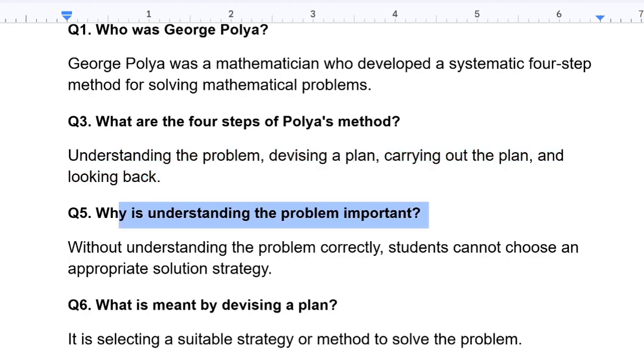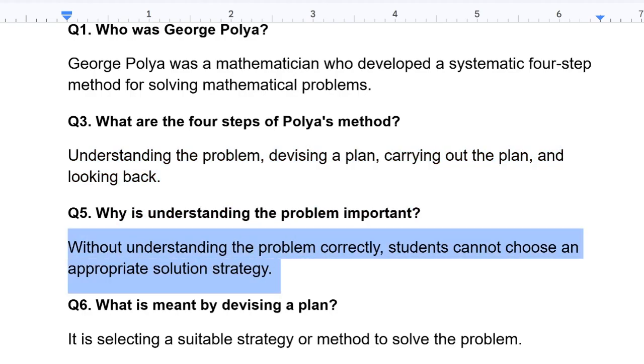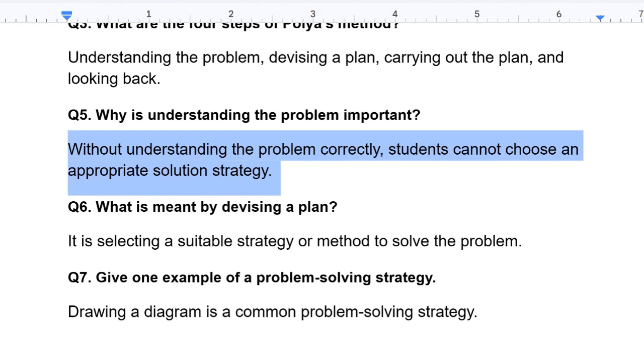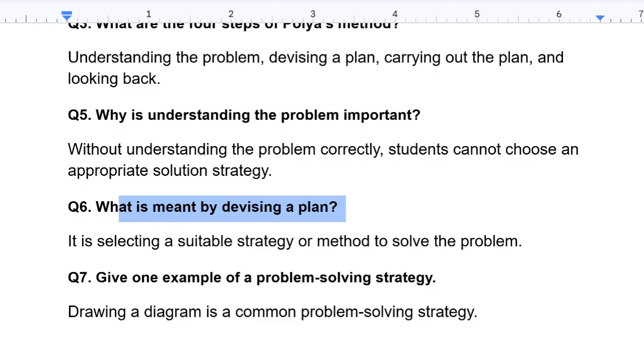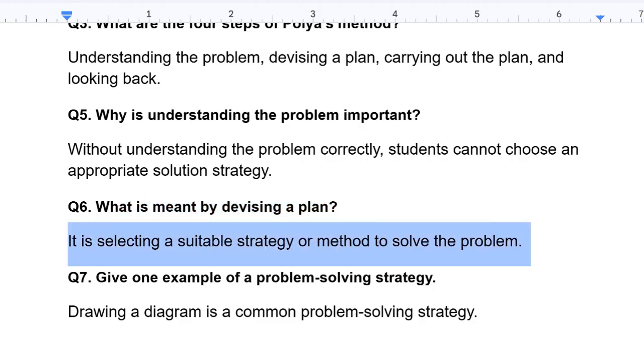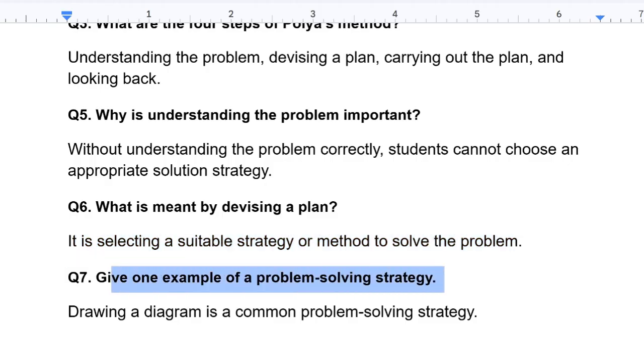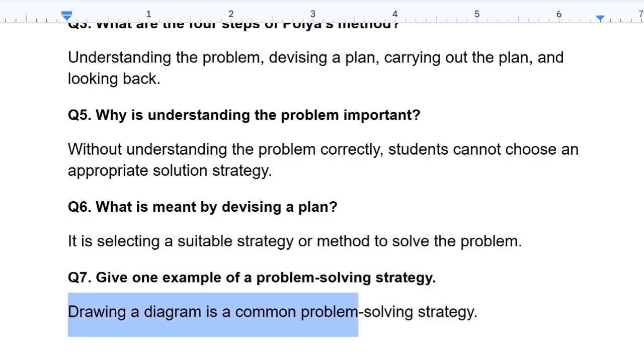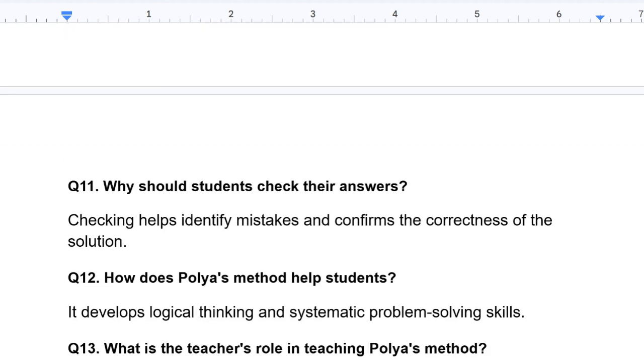Why is understanding the problem important? Without understanding the problem correctly, a student cannot choose any appropriate solution strategy. What is meant by devising a plan? It is selecting a suitable strategy or method to solve the problem. Give one example of a problem solving strategy. Drawing a diagram is a common problem solving strategy.